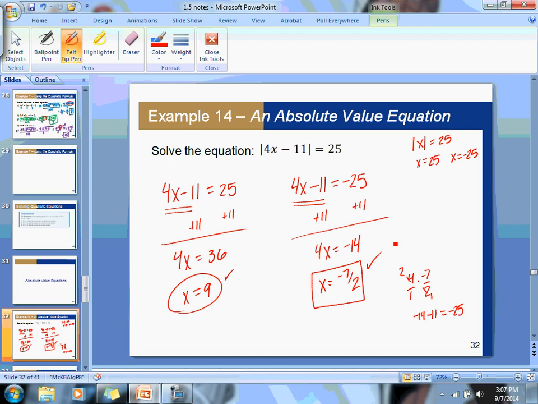So remember, when you're dealing with an absolute value equation, you want to set up two cases. You want to set up two equations to solve and check your answers.